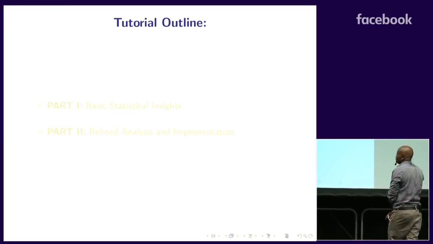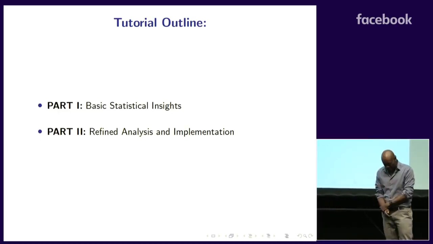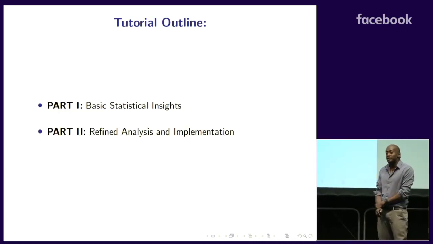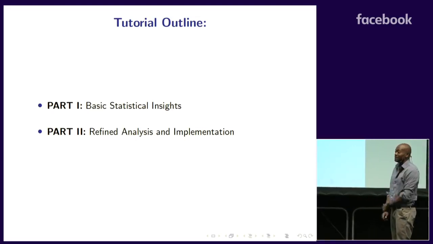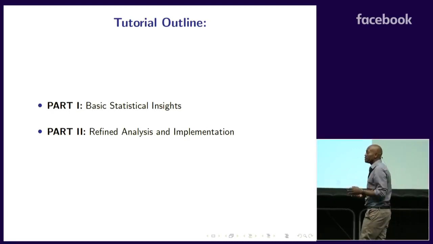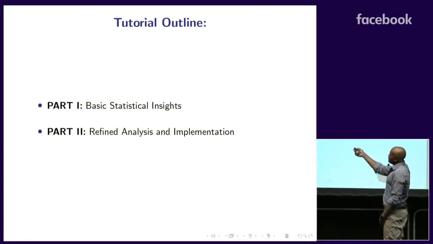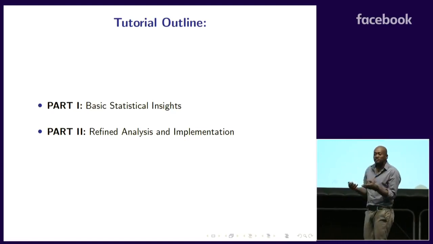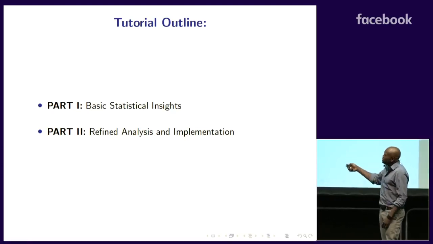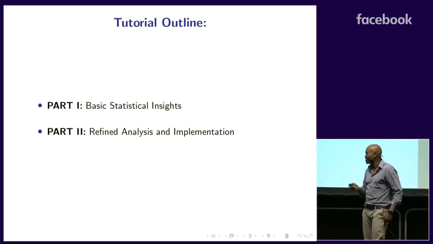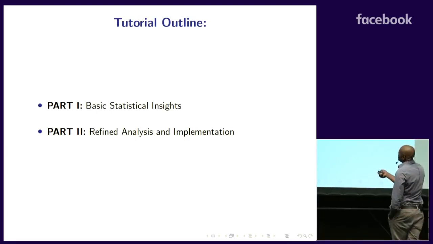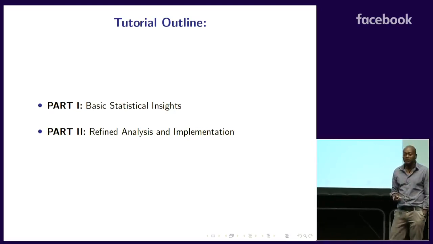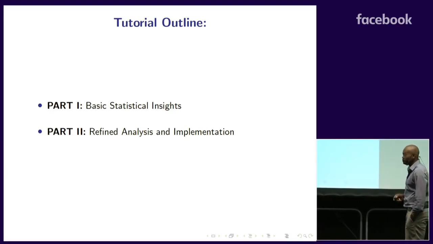The outline of the tutorial will be the following. In the first part, I'll discuss basic statistical insights. I'll start from the 50s and move on to today. Then in the second part, Sanjoy will cover more refined analysis. The two parts are related because you need to understand some of the basic statistical insights to get into the hardcore stuff that Sanjoy will be presenting. And Sanjoy will also discuss issues having to do with implementation and trade-offs.